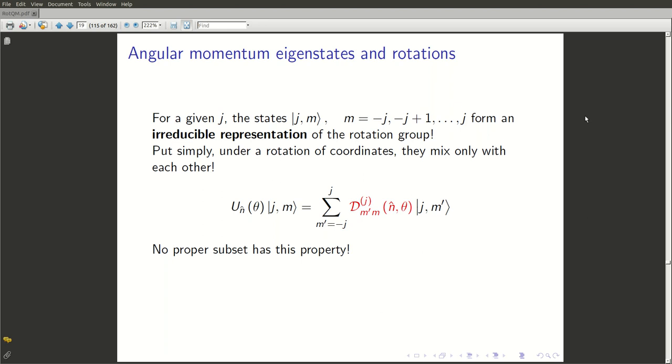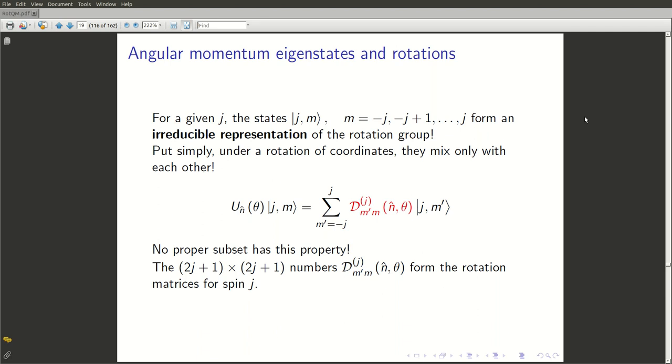All you need to know is when you rotate an eigenket of J squared and Jz, you get a linear combination of eigenkets of J squared and Jz with the same J squared eigenvalue but different Jz eigenvalues. And this combination gives rise to so-called rotation matrices, whose properties we are going to see later.